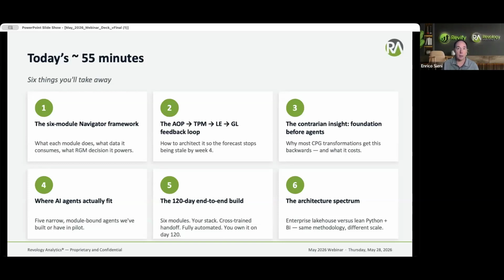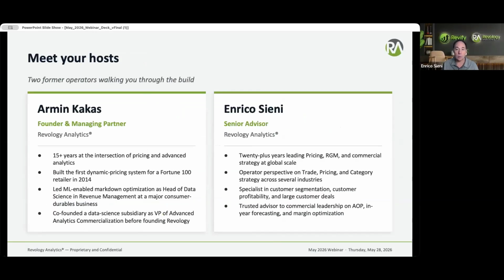And then lastly is talking about architecture. And there's two ends of it. There is a big enterprise lakehouse versus a lean Python and BI setup. Same type of methodology, very different scale, but that will be an interesting conversation as well. So let's get into it. Armin, do you want to go through introductions?